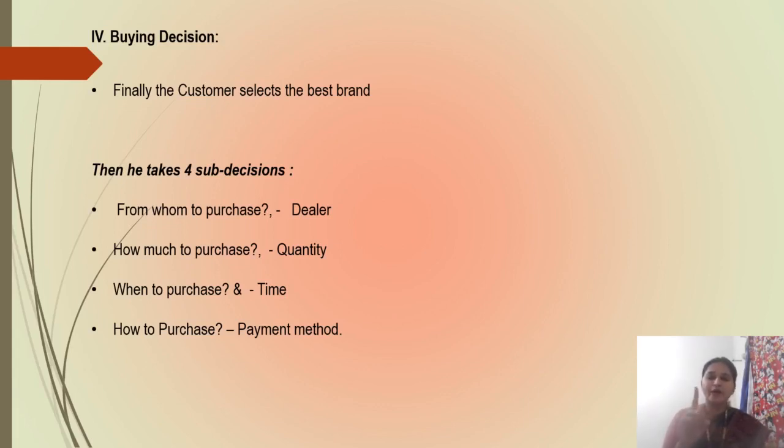Mostly people used to buy one car. Suppose if that person is a businessman, he may purchase more than one car. That is two cars, one for his own personal use, another one for his official purpose. The next one is he should take decision as to when to purchase. It is time of purchase, either during weekends or on auspicious days or on occasions like Diwali, New Year, etc. And the last decision he should take is how to purchase. It is regarding the payment method. Whether he is going to purchase the car by means of cash, or on credit, or by means of cards, that is credit card or debit card.